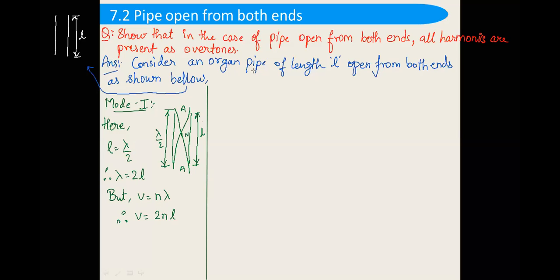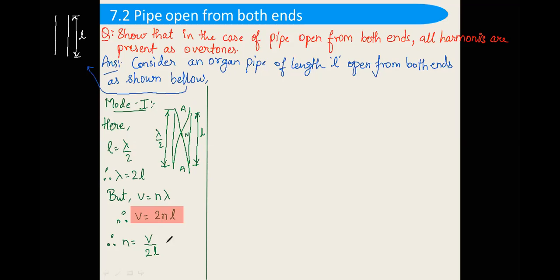You should remember this. The velocity of sound in the case of a pipe which is open from both ends, what is the formula? V is equal to 2nl. Okay, this always comes in the exam, so you have to remember it. So therefore, what is the value of n? N is equal to V divided by 2L. So this is the first frequency which is possible. This is the first possibility, the minimum possibility.